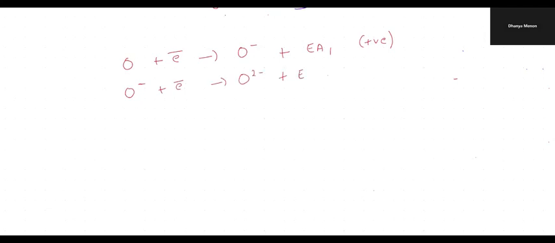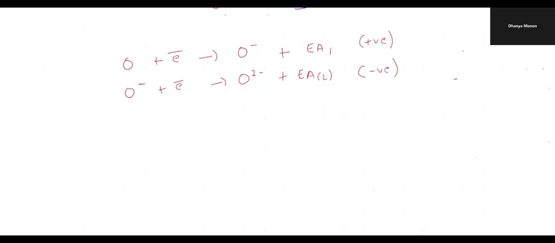For example, oxygen. Oxygen is gaining 1 electron to give you O minus, and you have electron affinity 1. That will definitely be positive. Then you have oxygen minus plus electron giving you O2 minus, where you have electron affinity 2. And this is definitely negative.